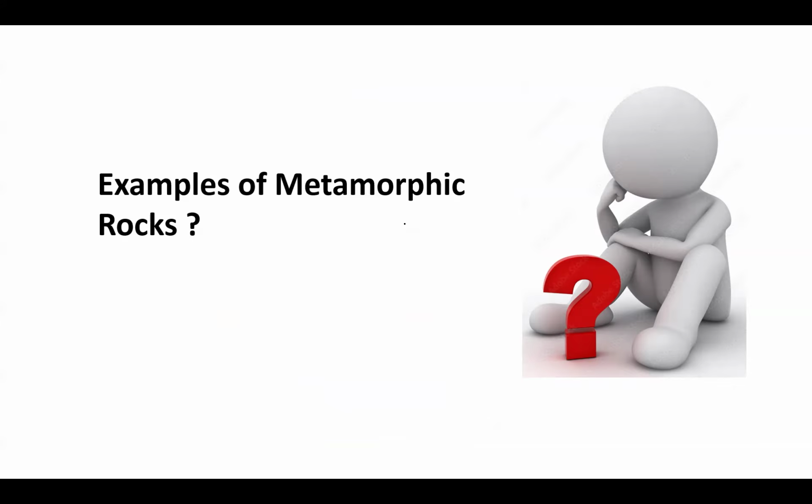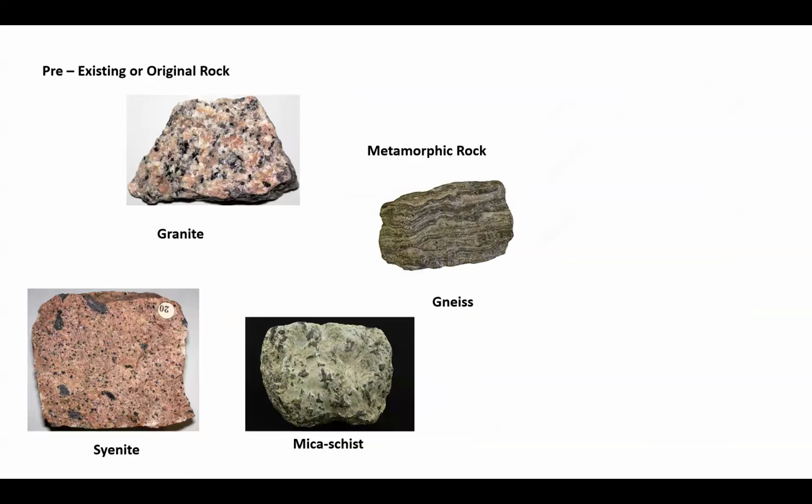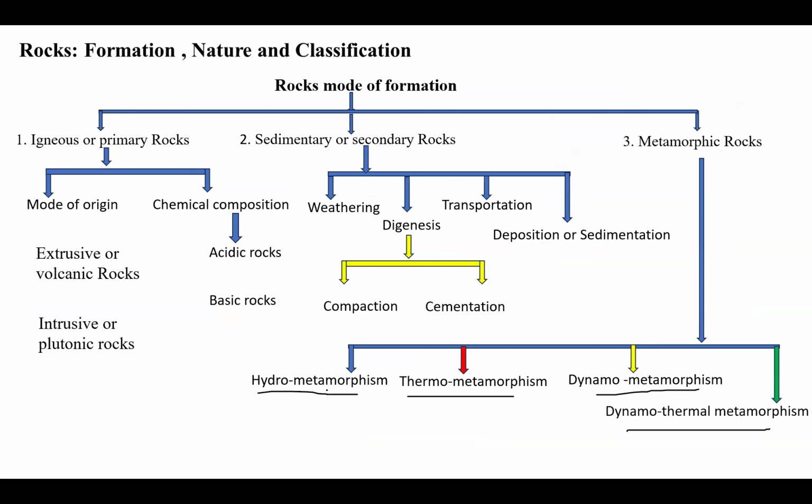I want to go back to my previous slides just for your understanding. You see here, hydrometamorphism means the metamorphism which is caused by water. Thermometamorphism means the metamorphism caused by temperature. Dynamo metamorphism means the pressure acting on the pre-existing rock. Dynamo thermal metamorphism is a combination of these two. It is because of the pressure and also the thermal activity on the pre-existing rocks that it leads to dynamo thermal metamorphism. I hope I have given clarity to you.